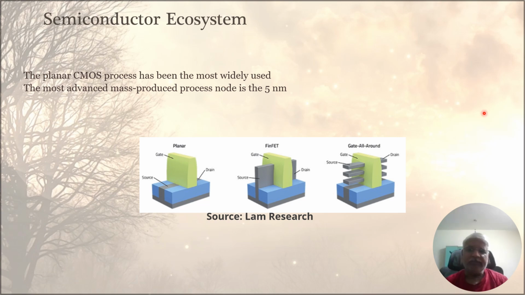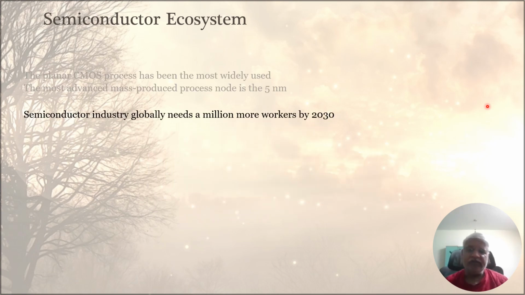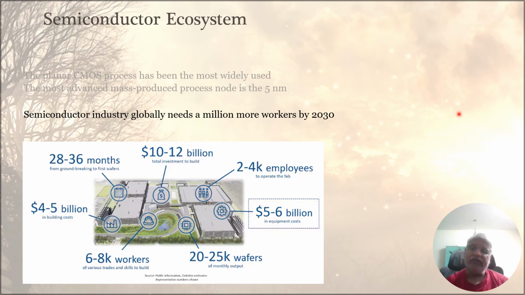Coming to the next part, aside from this, the semiconductor industry globally needs 1 million more workers by 2030. This is because 73 fabs have been either newly added or newly revamped. 20 out of the 23 are newly revamped. The majority of these 23 are at 28 nanometer or larger than 28 nanometer, and there are definitely a few advanced node fabs. All these things need more workers.